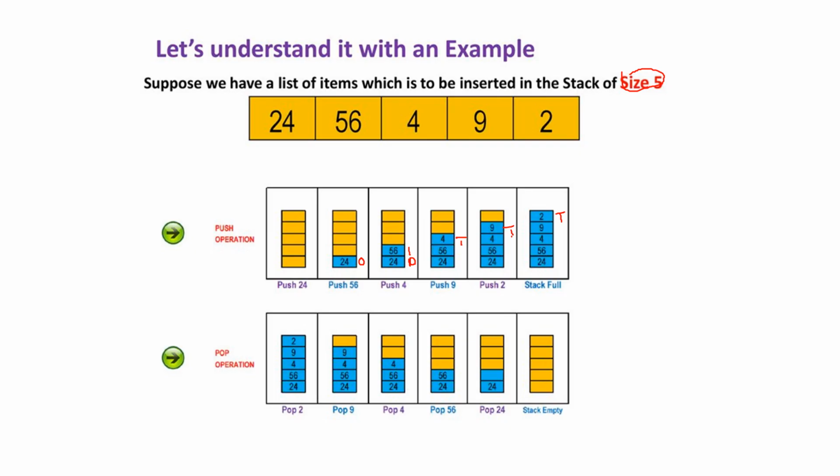Okay, if the stack size is 5, we can insert only 5 elements, then the stack will be full. Now the memory locations will be from 0 to 4. Similarly, let us consider we are going to perform the pop operation. Pop operation may be like, let's consider the stack is full.